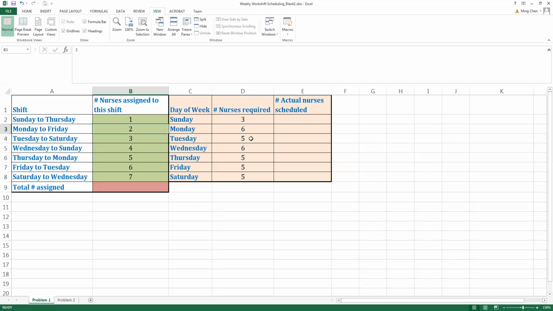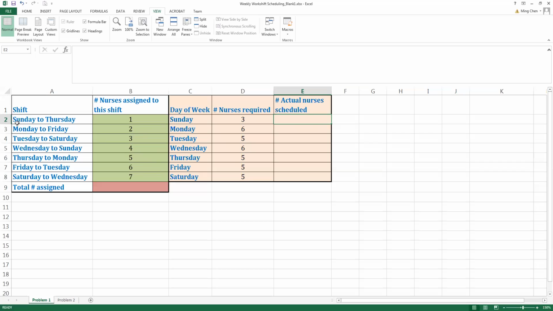Now, based on this initial number, I want to fill column E, the actual number of nurses on each day of the week. So if we take this scheduling, let's say this is the optimal solution, how many people are actually working on Sunday? This is something you want to figure out. So take a look. Who's working on Sunday? Look at these people. I have 7 different groups of people.